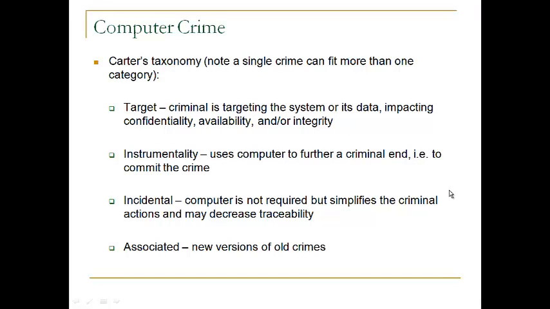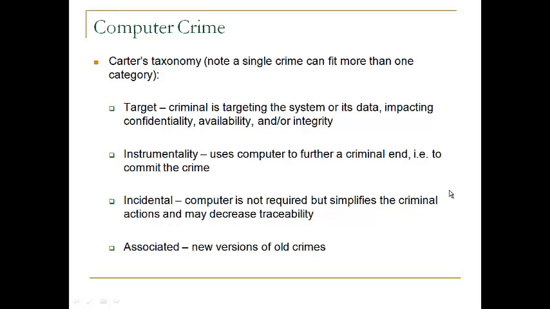Instrumentality is the second category of computer crime. Instrumentality means that the computer is being used to commit the crime. So the computer or the system itself is not the target of said crime, but again is just being used to facilitate that action. Incidental, the third category, means that the computer really isn't even required to commit that crime, but it may make life easier for the criminal, might decrease the traceability of that action.